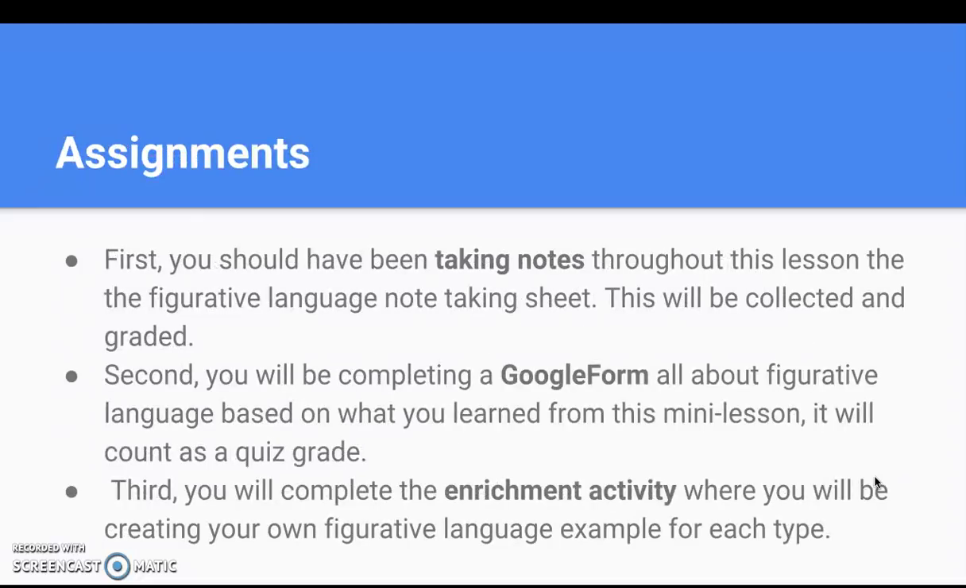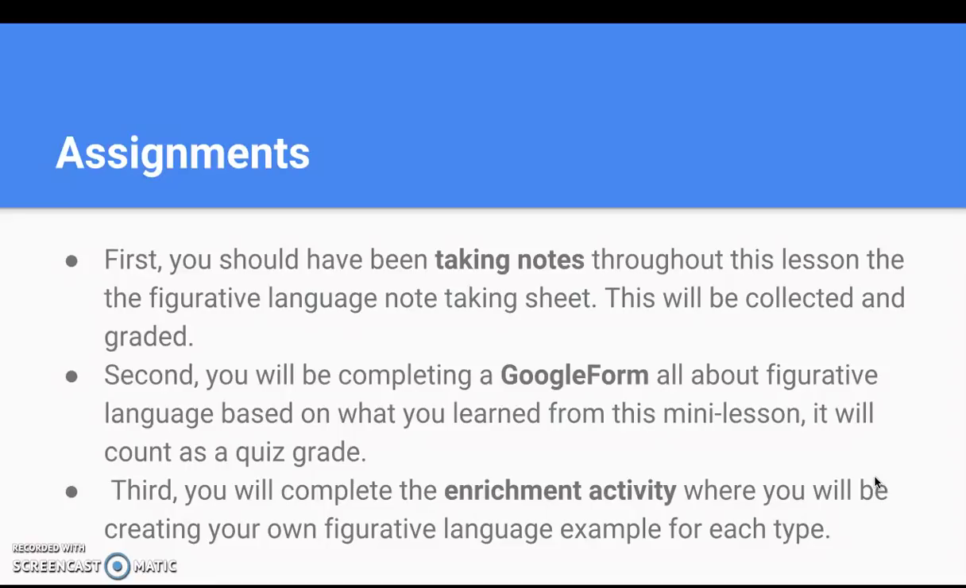So what you are going to be doing is taking notes throughout this video. If you need to rewatch or go over it again, you can. Make sure that you're writing a definition for each type and writing at least one example. It will be collected and graded. Second, you'll be completing a Google form all about figurative language based on what you learned from this mini lesson. It will be counted as a quiz grade. You can find that link for the Google form on my website.